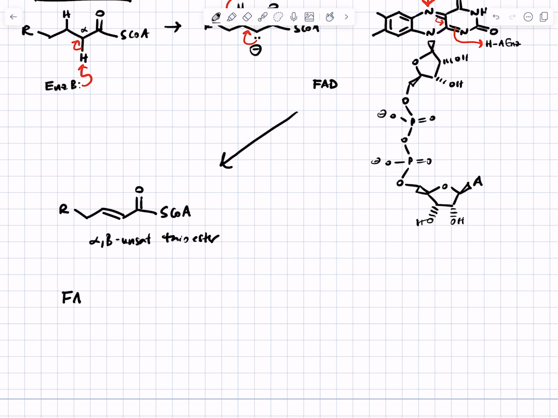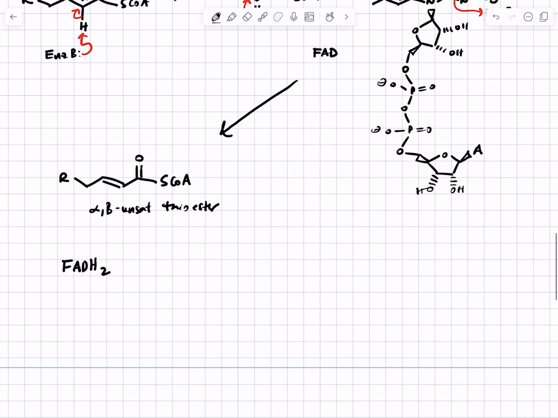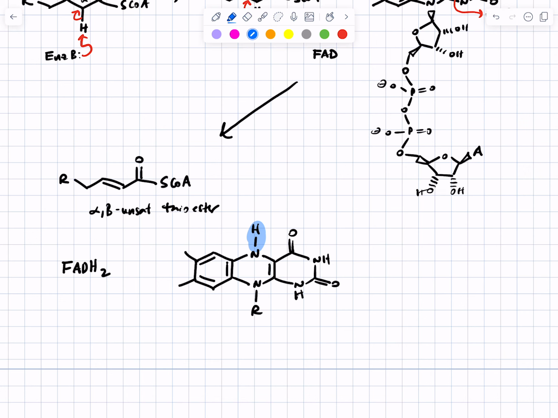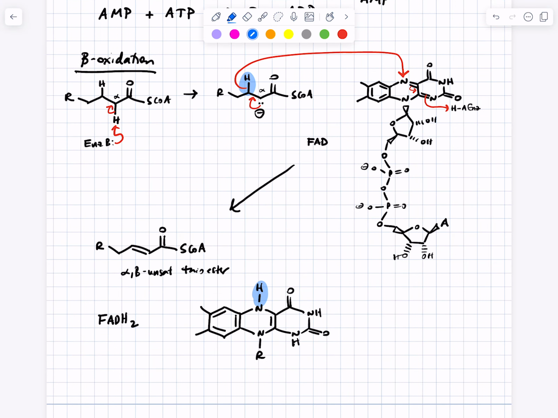And then a molecule called FADH2, which is going to be just like FAD, only it will have the hydride on the nitrogen, and then it will have the proton that was gained from the other nitrogen below. So this in blue is the hydride that came from our enolate, and in green is the proton that came from the enzyme. And that's why you call it FADH2, because it's accepted both a hydride and a proton.